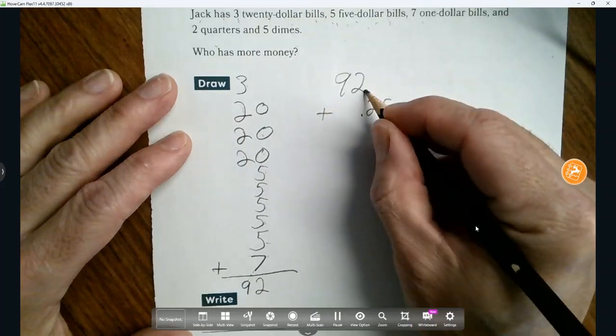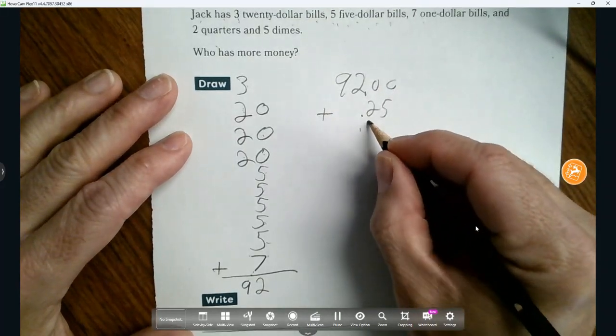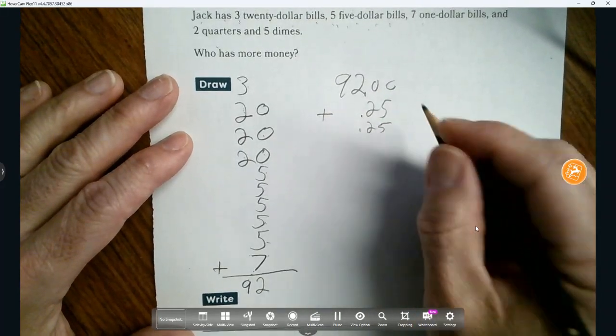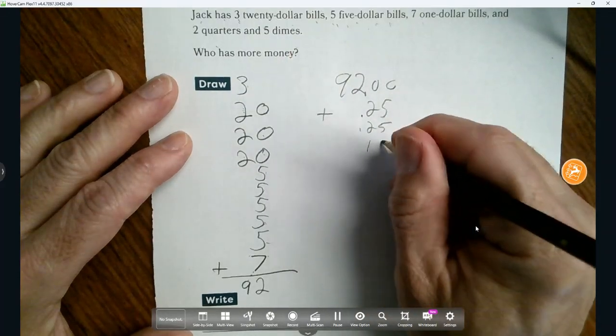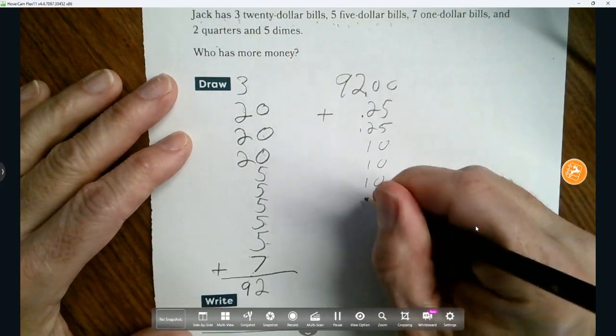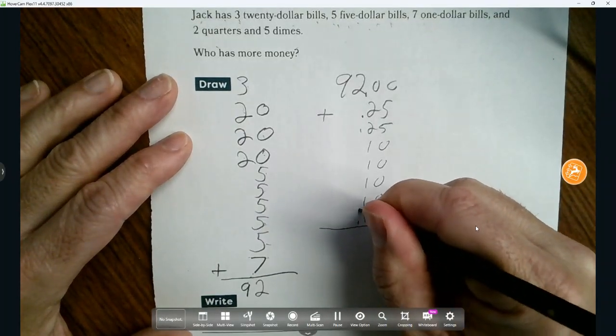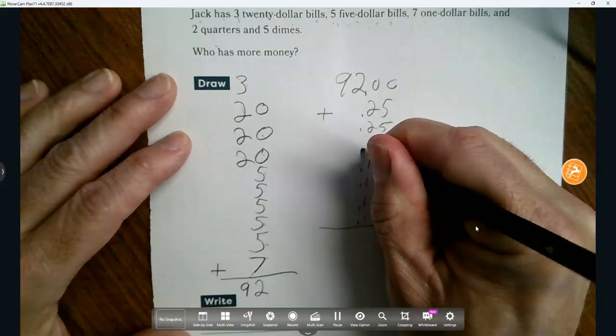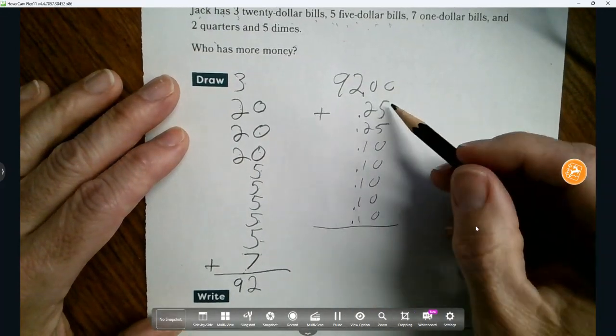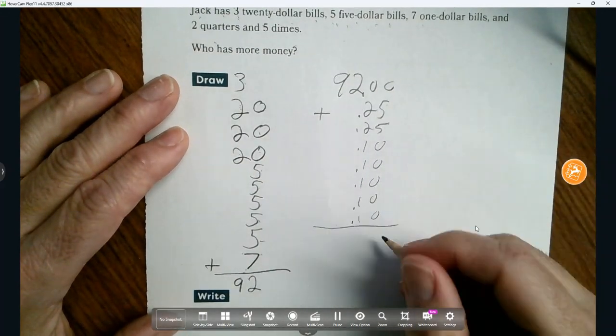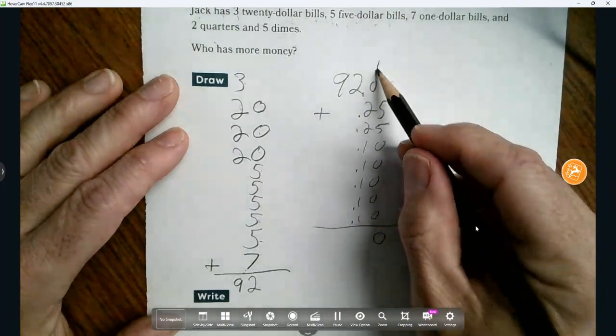Right, a quarter is 25 cents, and 5 dimes. 5 dimes. So 1, 2, 3, 4, 5. Remember, you got to put that dot there, showing that you're showing change. Okay. So 5 plus 5, and then all the way down, that's 0. Bring that 1 back up.